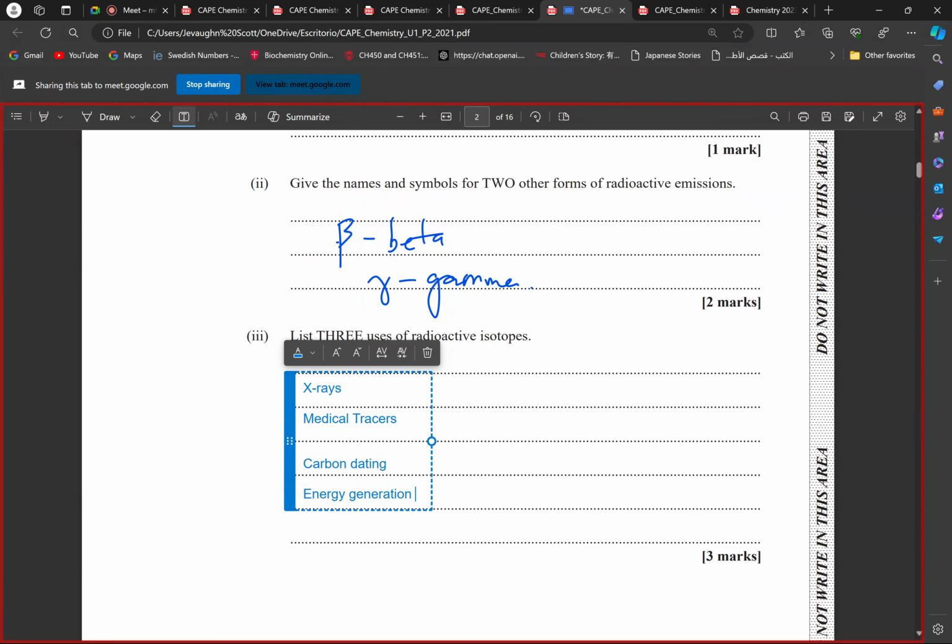Tracers is different from the medical thing. Medical would be the radiotherapy, and the tracers would be detecting smoke. When I said tracers, I mean when you consume the isotope and then follow it through your body. I think they're both tracers, in medicine and industrial uses. Right, you can have medical tracers, you can have smoke detection. There are many other things.